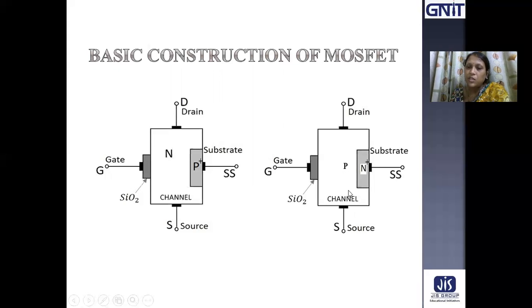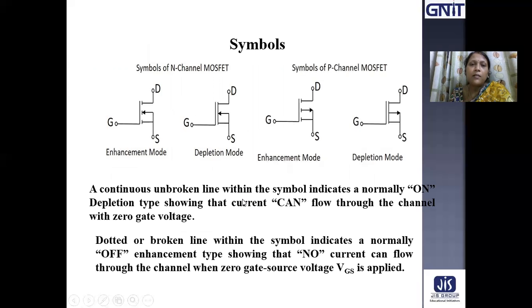For the P-channel MOSFET, we see the same thing: the SiO2 layer is there between the gate terminal and the channel, and this is the substrate, this is gate, this is drain, this is source, and this is the substrate. Substrate is actually connected to the gate terminal.